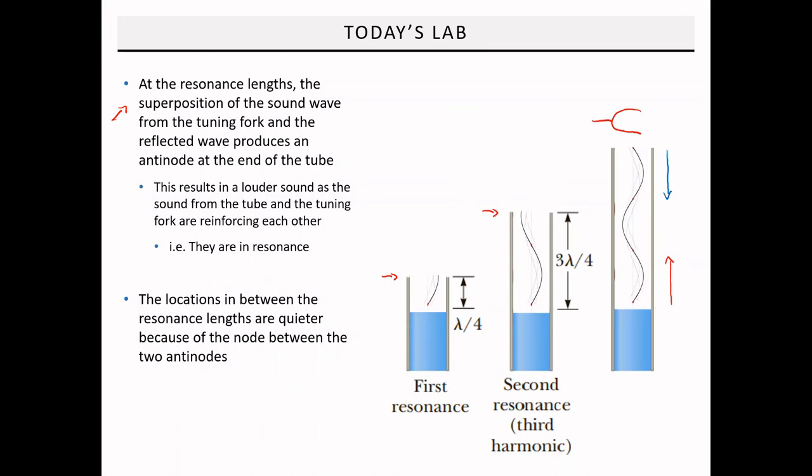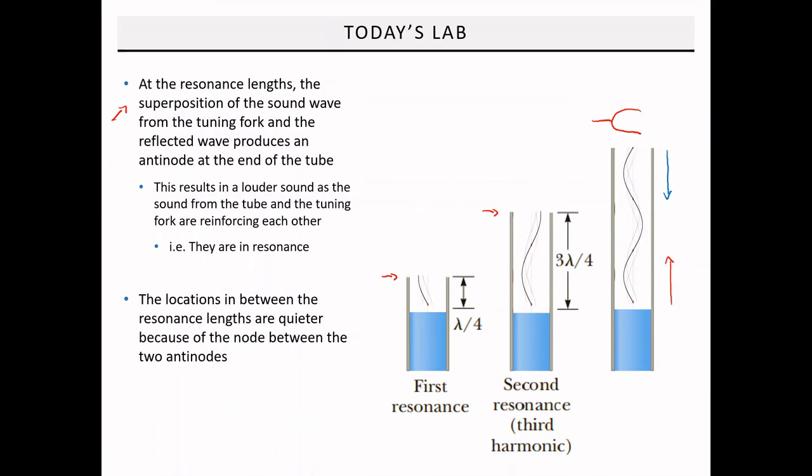The antinodes represent points where the amplitude of the combined wave is the largest. When you have a sound with a larger amplitude, the sound will sound louder. So if you adjust the length of the tube so that they're in resonance, so that you have an antinode at the open end of the tube, you should get a louder sound coming out of that tube.